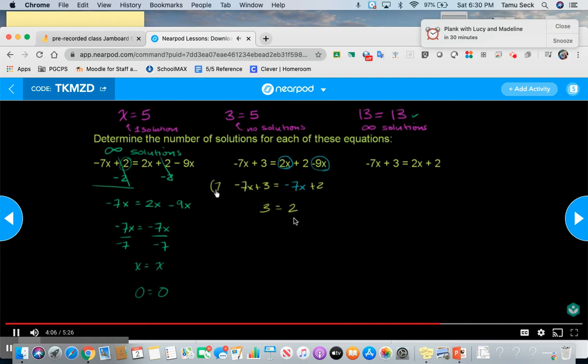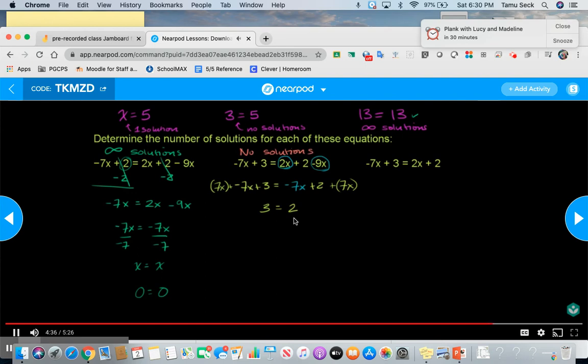So all I did is I added 7x to both sides of that equation. And now we got something nonsensical. I don't care what x you pick, how magical that x might be, there's no way that that x is going to make 3 equal to 2. So in this scenario right over here, we have no solutions. There's no x in the universe that can satisfy this equation.